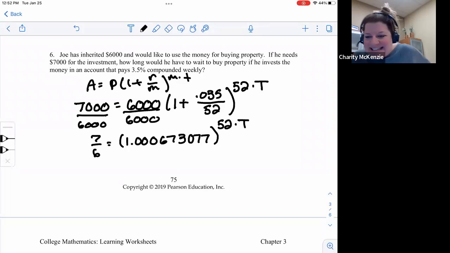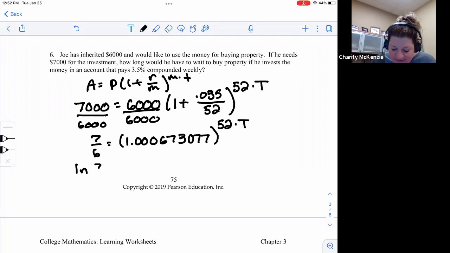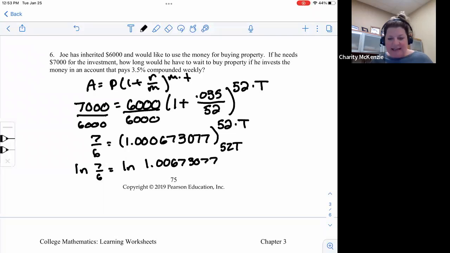Now, in order to get my t out of the exponent, I'm going to have to use a log. And the way that we did this, and you might remember this from algebra, you just may not, is we wrote log on both sides. And we always just use natural log, LN, because if we have an E, it's way easier. So what we basically do is we write natural log of 7/6 equals natural log of 1.006730077 to the power of 52t, or I can keep the times there if I want.